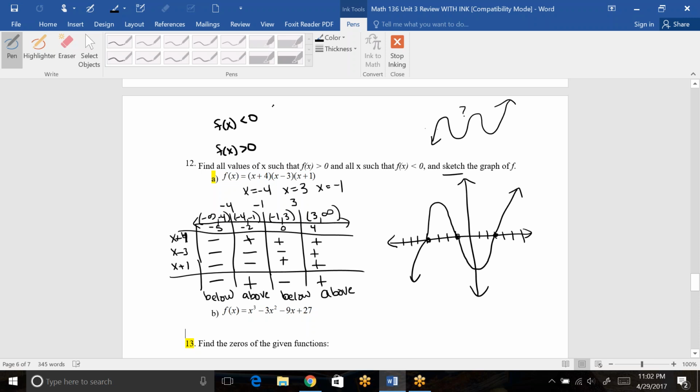So less than 0 would be -infinity to -4, because that's this column, and -1 to 3. Greater than 0 would be the 2 plus columns. So that would be -4 to -1 and 3 to infinity. So all that does is just kind of show where we were up and down. Now, are we okay with this one now? Sorry, I needed to make sure we did that second part.